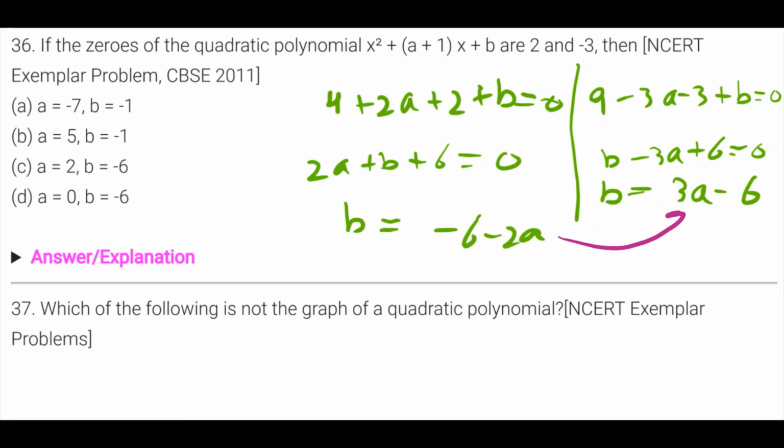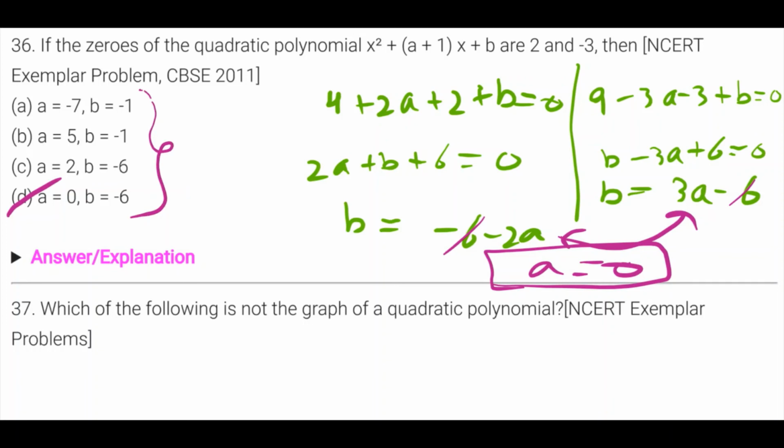Equating these two, -6 gets cancelled, a equals 0. So option D is the only one where a equals 0. In MCQs, don't spend a lot of time finding the solutions. Since we already have the 4 options, just try to eliminate the options. Here a equals 0. This is the only possibility out of the 4 options. So directly it's answer D.